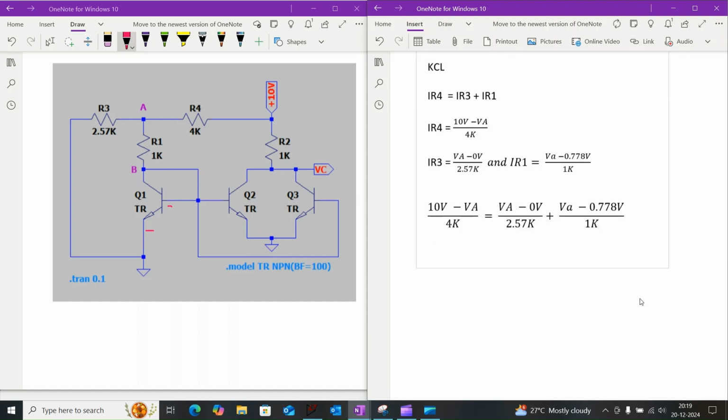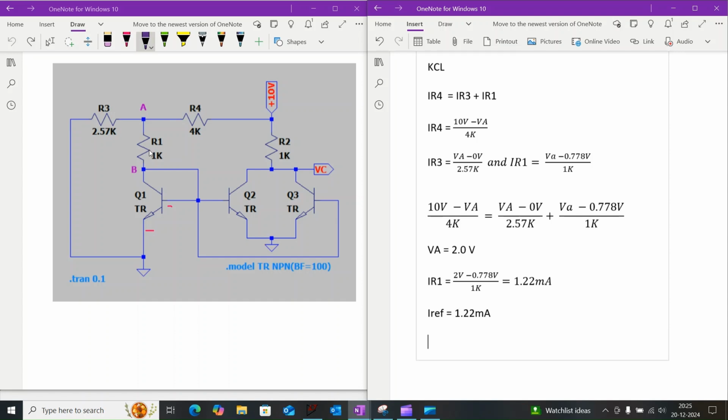When we simplify this, we will get the voltage at node A, that is VA, equal to 2 volt. So the current across the resistor R1, IR1, is equal to 2 volt minus 0.778 volt divided by 1 kilo ohm, which is equal to 1.22 milliamps. That means the reference current IREF at node B will be equal to 1.22 milliamps.